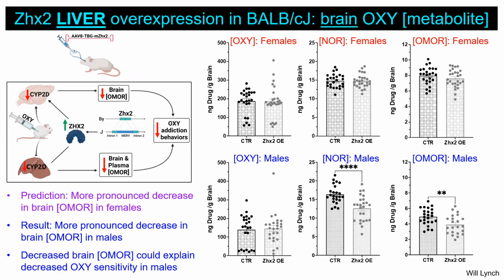Okay, unfortunately, however, we did not see any difference in any of the metabolite or the drug levels within the brain in the females. This is disappointing. I have some potential explanations for why this might be true. I'll get to it later. However, in the males, we did see exactly what we predicted, a reduction, particularly in oxymorphone levels with this liver overexpression. So supporting the hypothesis that this is leading to repression of cytochrome P450s and ultimately a decrease in OMOR production. And just to remind you, this is all in the brain.